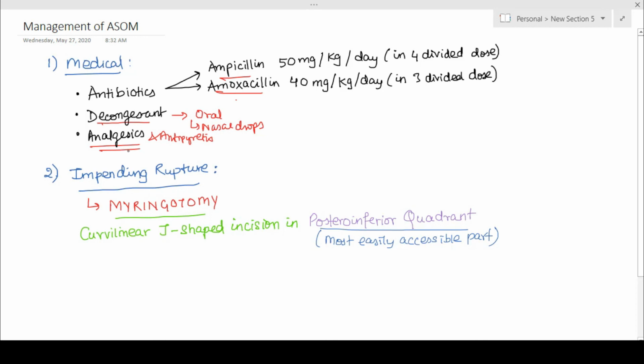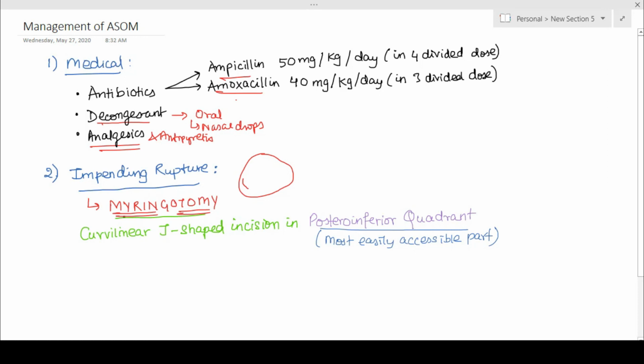But if the patient presents with impending rupture, that is, the tympanic membrane is bulging out and is filled with pus, then we can opt for myringotomy. Myringotomy, as the name suggests, myringo means tympanic membrane and otomy means making an incision or opening. So we are making a small opening in the tympanic membrane. For this procedure, we give a curvilinear J-shaped incision on the posterior inferior quadrant of the tympanic membrane. Then we let the pus drain. The tympanic membrane will then heal itself and the patient is relieved of the symptoms.